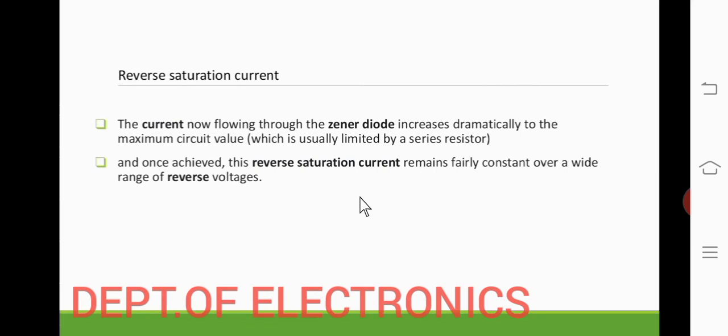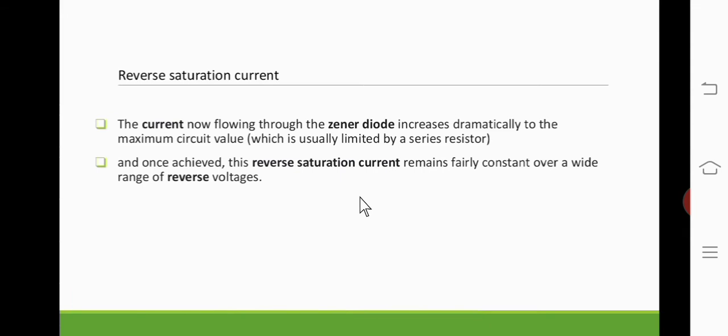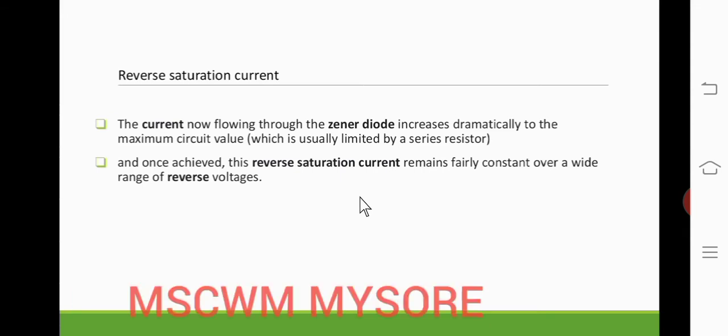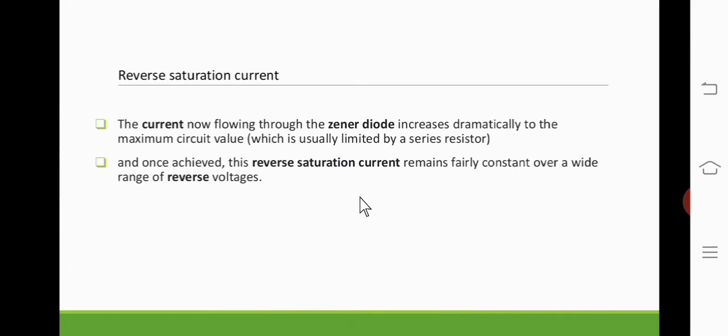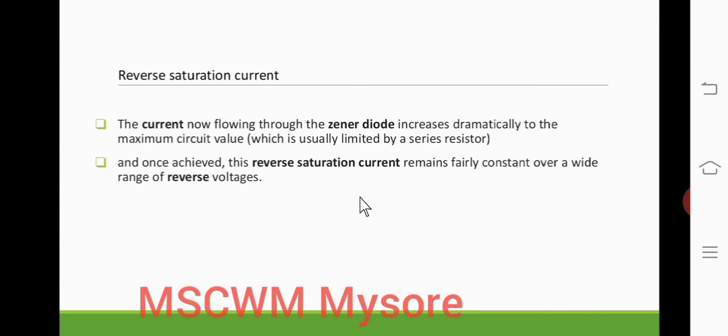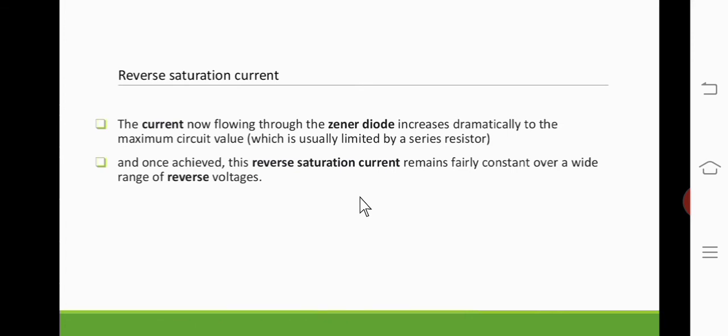So let us revise. What do we mean by the reverse saturation current? It means the current flowing in the zener diode increases and reaches some maximum value. Actually this current is limited by the series resistor in the zener diode, and when it reaches the maximum value, the reverse saturation current remains constant. Okay, that current is called your reverse saturation current.